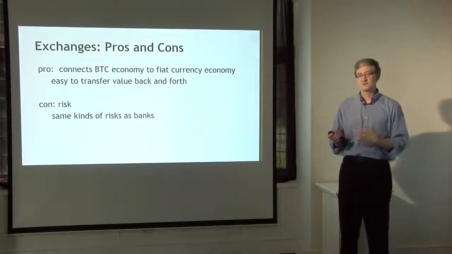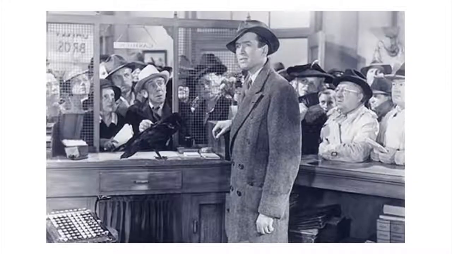And those risks really fall into three categories. The first risk is the risk of a bank run. This, of course, is a famous scene from the movie It's a Wonderful Life. Jimmy Stewart is running a credit union, another bank-like business, and all of these people have shown up and they want their money back. This is a bank run.